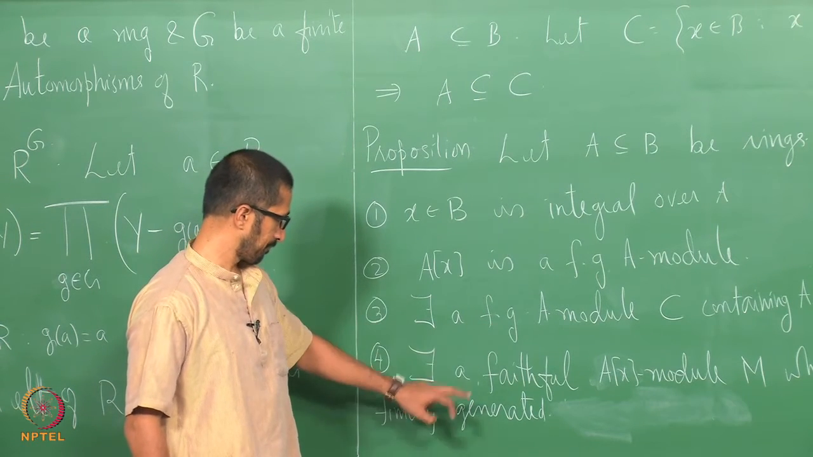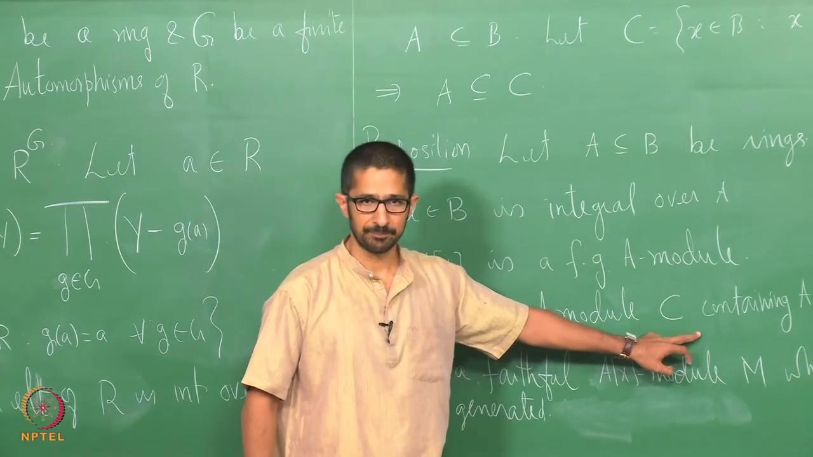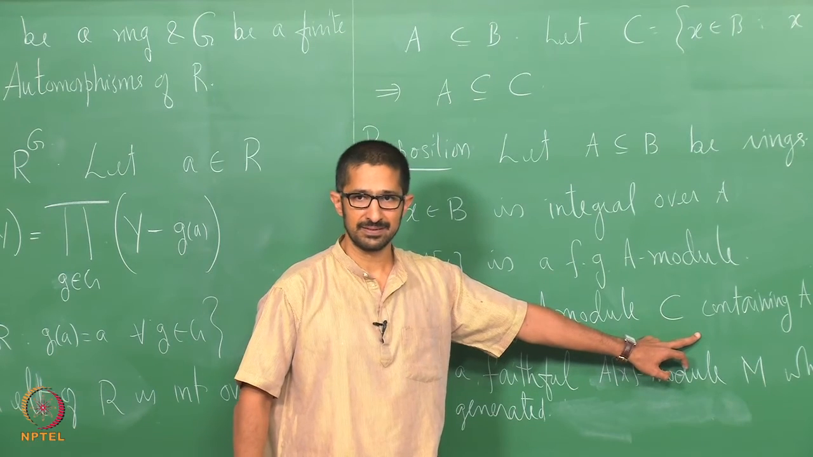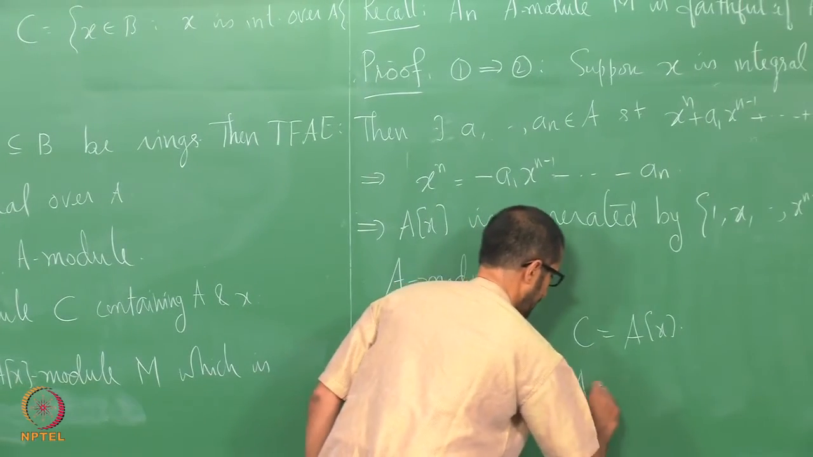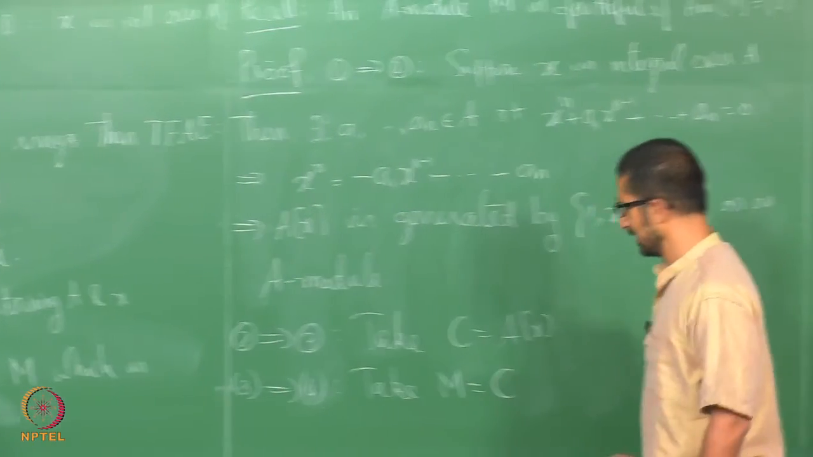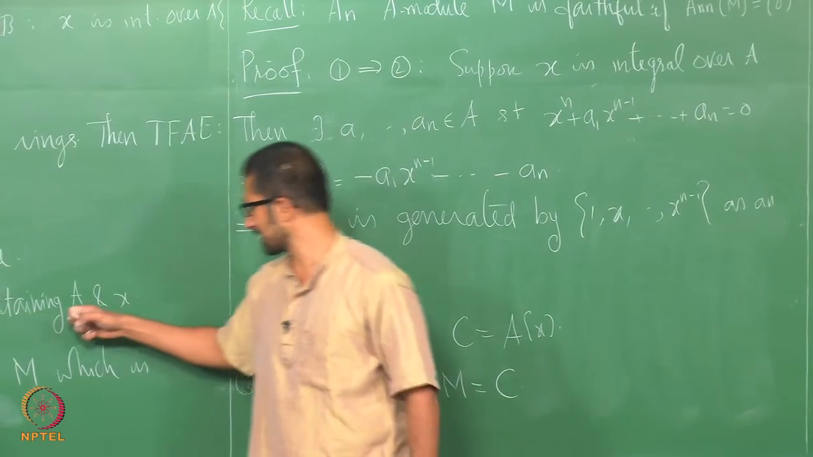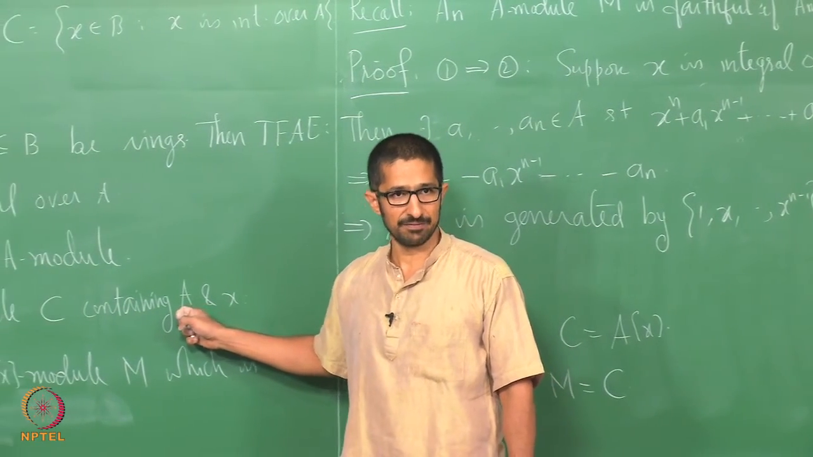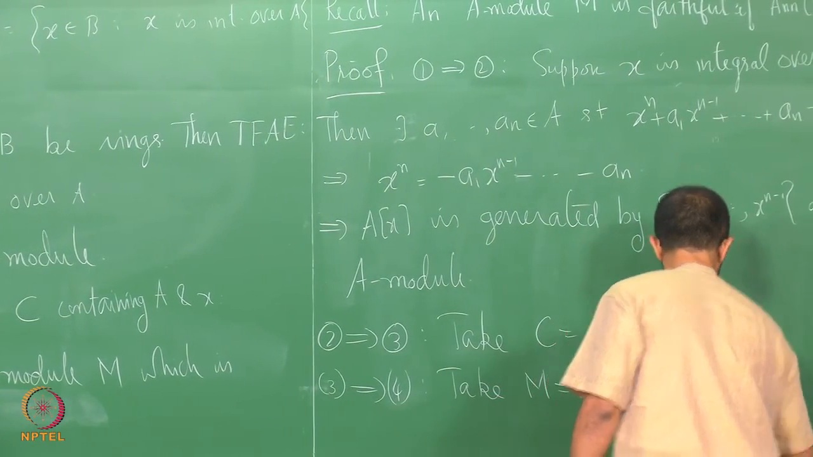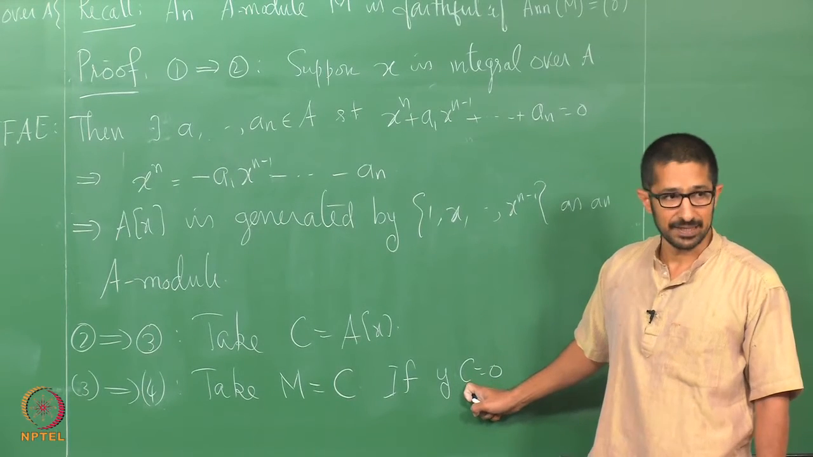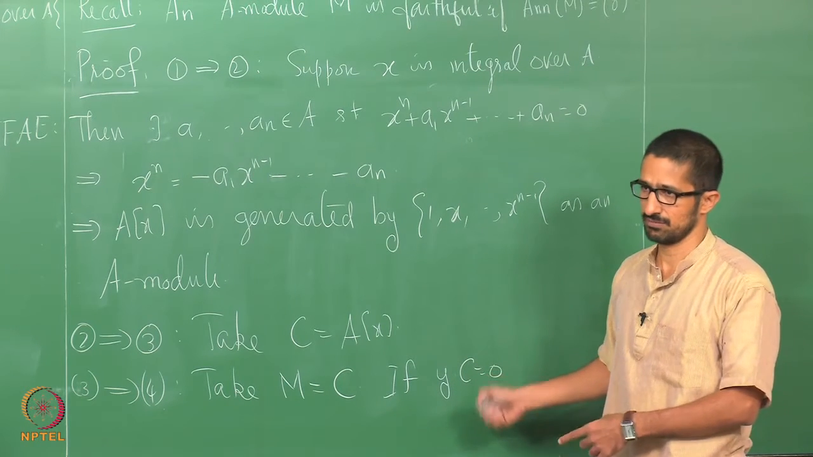3 implies 4. Again I can take M to be equal to C. Why would it be faithful? Take M to be equal to C. Now, the A module C is containing A. So if I have some y such that y times C is 0, C contains A, which means C contains 1, which means y times 1 is 0, which is y is 0.